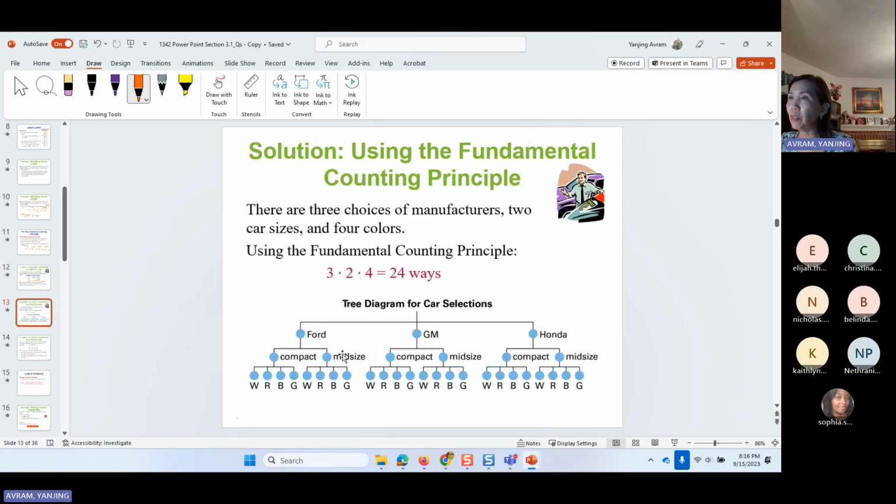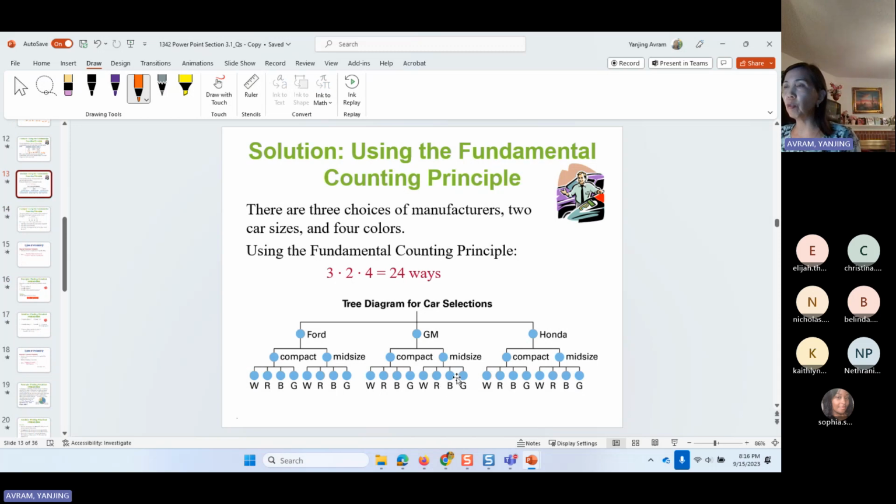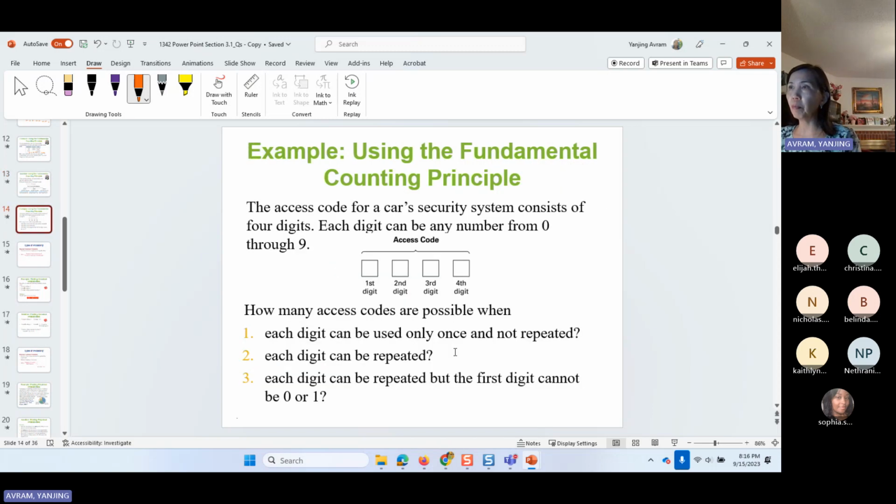This is the tree diagram. You have the 3 manufacturers, and then you have the compact size, and then you have the different colors. So you can tell this tree diagram is getting more and more complicated. And when there are too many, it's hard to draw, like for more than 24 ways. So using the multiplication principle, we can count them easily without drawing the tree.